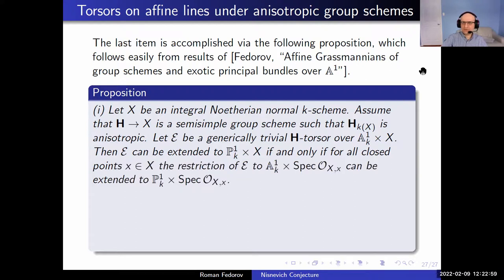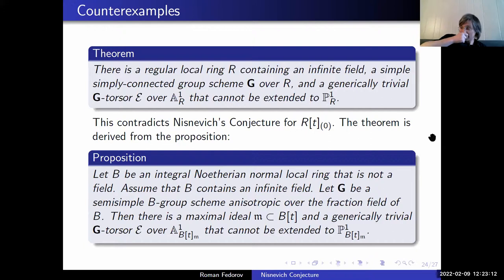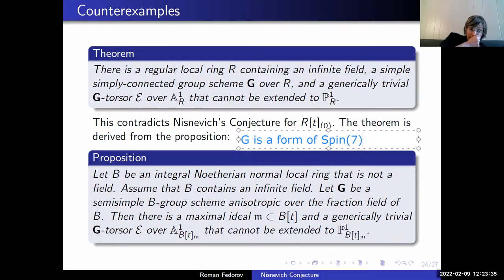So I do have a question. Coming back to this control example, what's the smallest explicit situation? Can you write it down? So I think the smallest explicit G, exactly as in my papers, the simplest explicit one I know is Spin 7. So G is a form of Spin 7, strongly inner form of Spin 7.